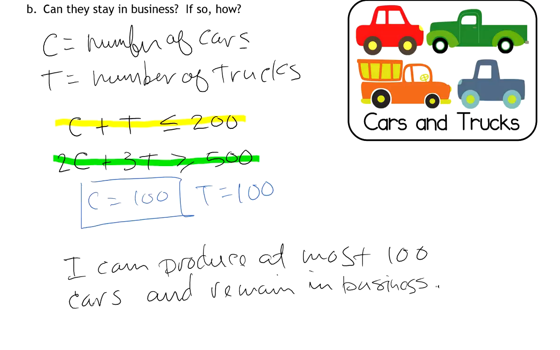Because if I produce more than 100 cars, that all of a sudden cuts into the number of trucks. And these are each making $3, so that gives me $300. These are each making $2, that gives me $200. So with 100 cars and 100 trucks, I'm right at 500. And if I cut back on the cars, I'm increasing my profit. In fact, for every car I cut back in production and shift it over to trucks, I'm making an extra dollar.